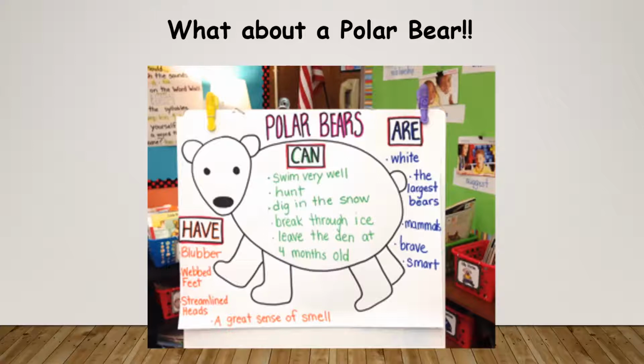And then how do they act? Look in the middle, written on the body. Polar bears can swim very well. They know how to hunt. They dig in the snow. I've heard they even cover their black nose so it can't be seen in the snow. They're so strong they can break through ice if they're going fishing, I guess. And they get started real early. When they're only 4 months old, they leave the den.